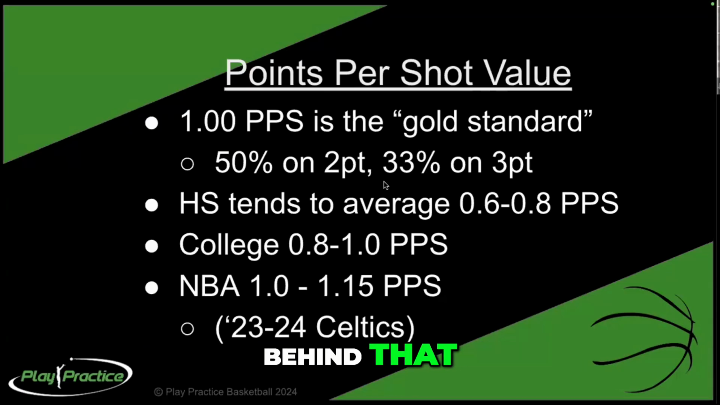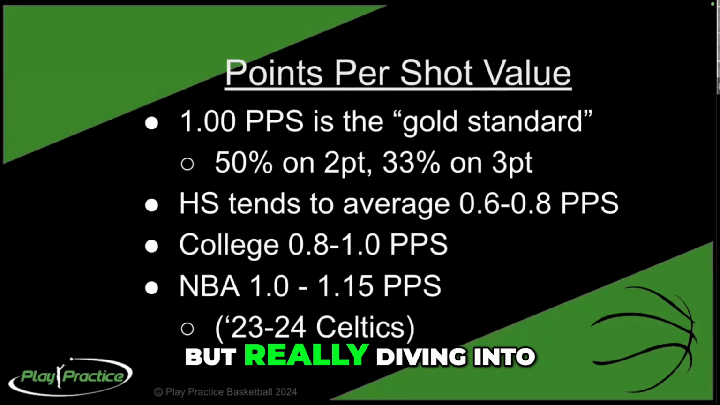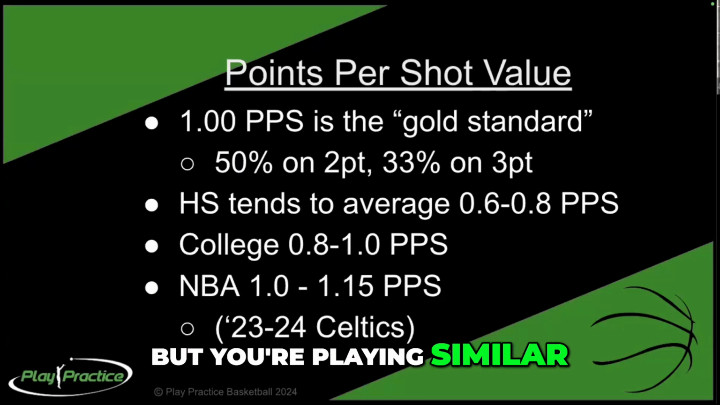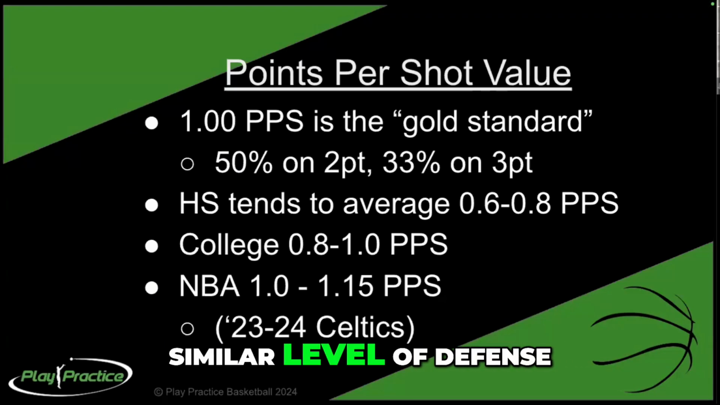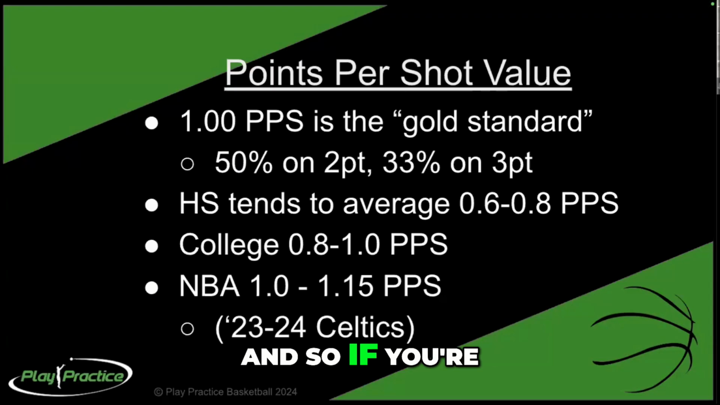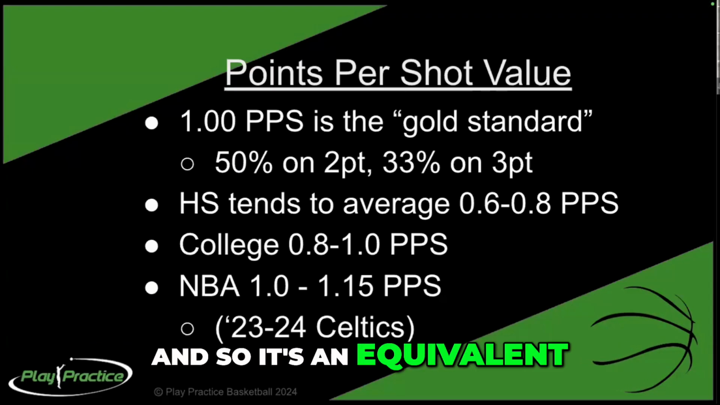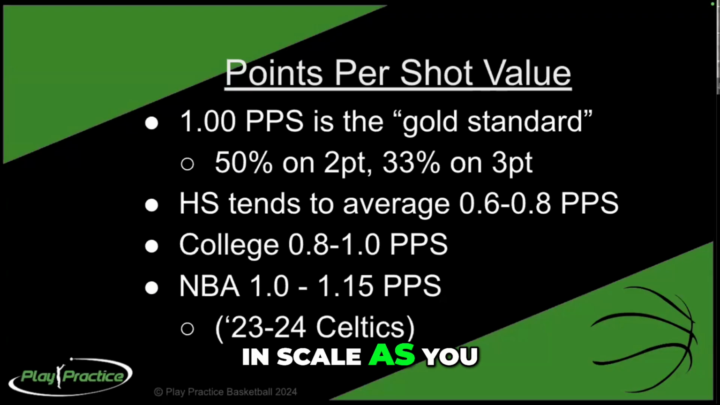And then, I like to point out all this is based around NBA numbers because that's where we have the most stats to study it. But really diving into different skill levels, we find it's basically just scalable. It goes down a little bit, but you're playing similar level of offense against similar level of defense. And so if you're scoring that, they're probably scoring similar to that. And so it's an equivalent. It just goes down in scale as you go down in age group or in ability.